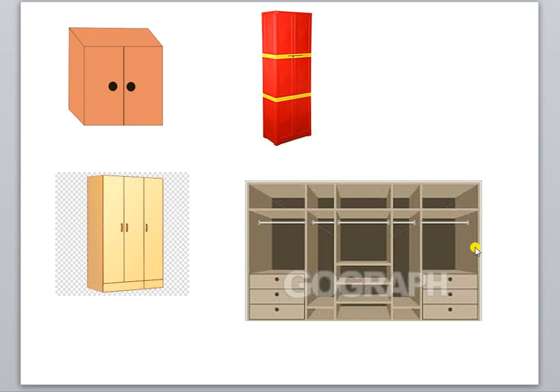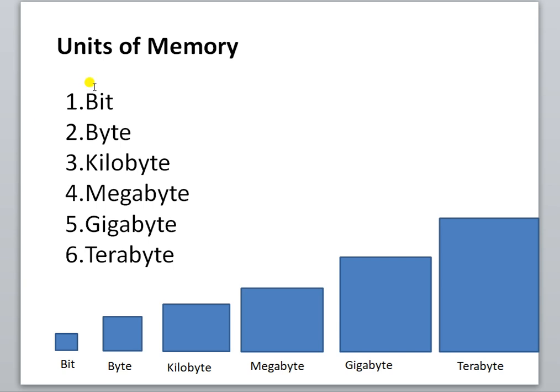Everything. Like these, the storage devices also have different capacities that are known as units of memory. First one is bit, byte, kilobyte, megabyte, gigabyte and terabyte. Bit: 0 and 1 is known as a bit. Only 0 and 1. These two are the bits. And 8 bits form 1 byte. What? 8 bits form 1 byte.